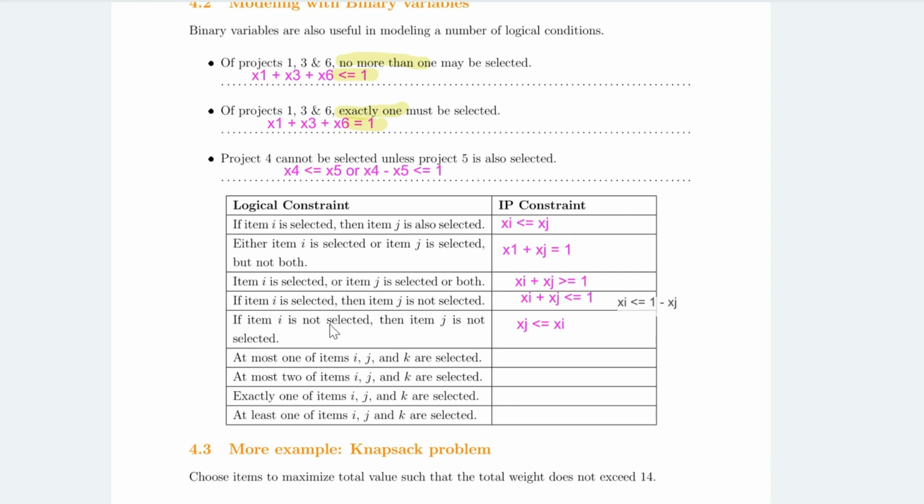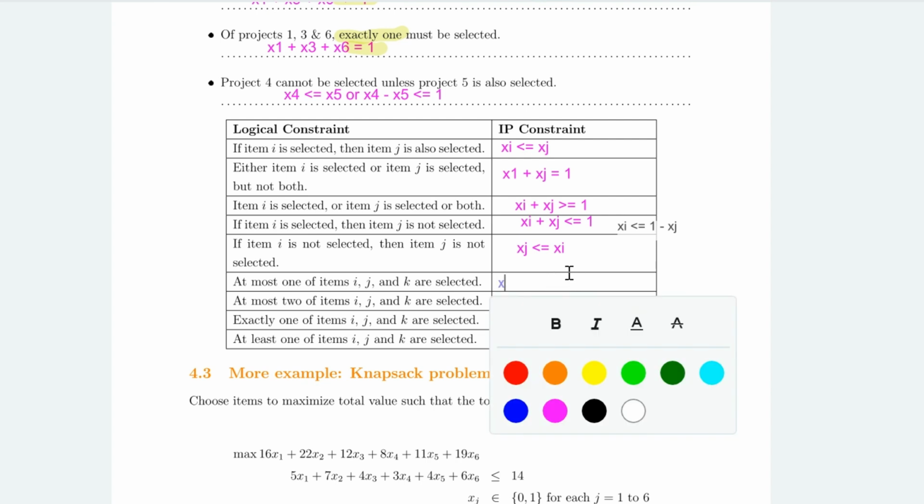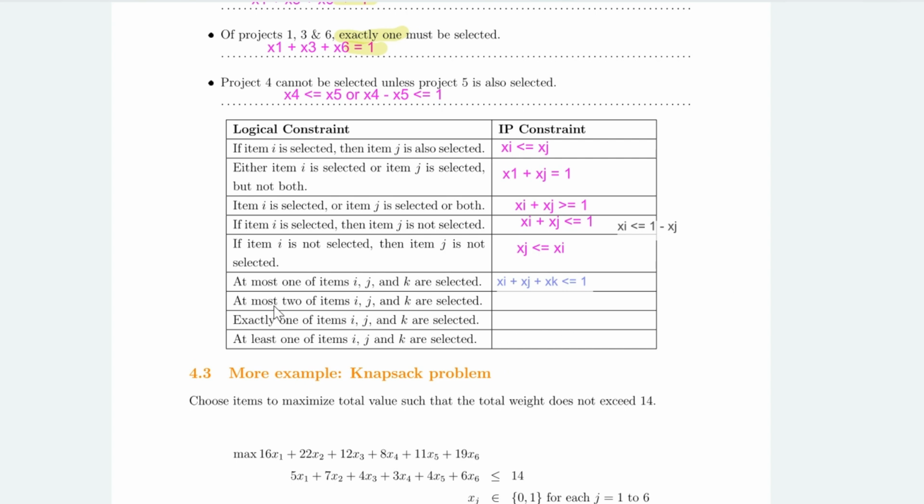And then if item i is not selected, then item j is not selected. So if item i is 0, xi is 0, then xj is automatically 0. And then we can have more than two items, like at most one of items i, j, k are selected. So we can have xi plus xj plus xk less than or equal to 1. At most one item, so it's less than or equal to 1.